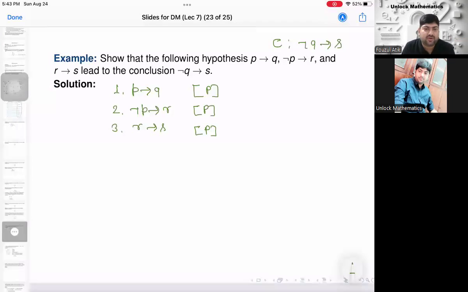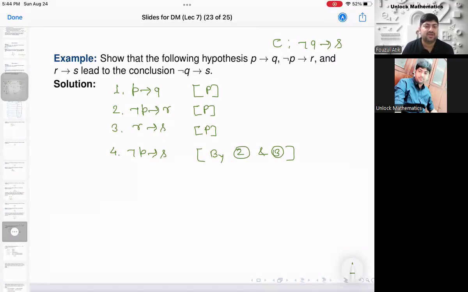See, you need to get not Q implies S. This implies S thing is there in 3. Somehow I have to involve not Q in the beginning. So what will we do? I will try to eliminate the variables. If I apply 2 and 3 together with some rule, what will I get? Just look at it carefully. Yes, we'll get not P implies S by rule number 3, right? So how did I get it? By rule number 3 applied to 2 and 3.